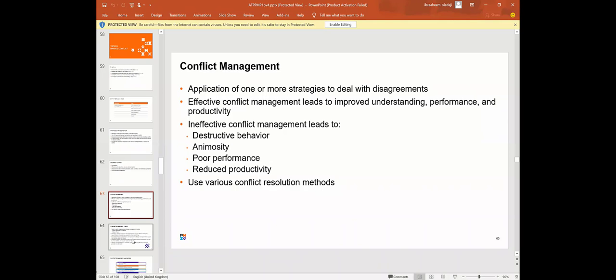Mr. Abdul Malik, can you kindly explain to us how ineffective conflict management can lead to animosity? Quickly, please. Sorry, I didn't get the question well. Can you explain to us how ineffective conflict management can lead to animosity.